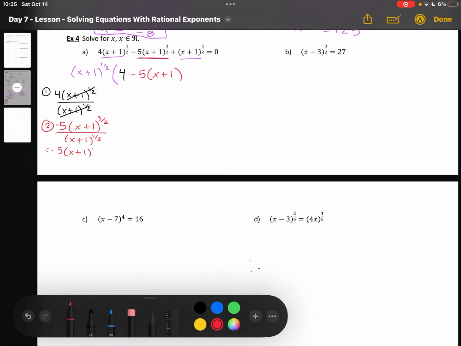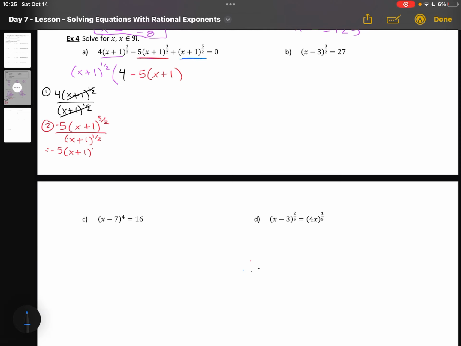And then my last question that I have in here is the last term. I think I can fit it right here. I've got x plus 1 to the 5/2 divided by x plus 1 to the 1/2. So again, I'm dividing powers that have the same base, so I'm going to subtract the exponent. 5/2 minus 1/2, which is 4/2, which is 2. So I've got x plus 1 squared.